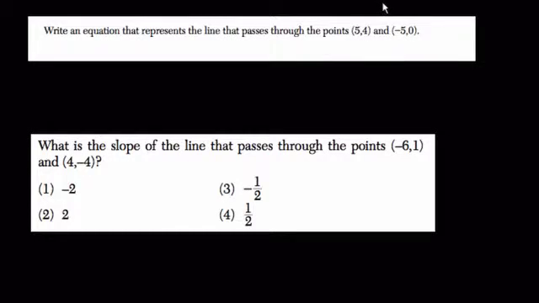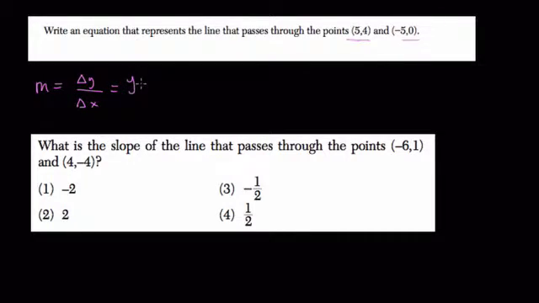It's quite common on the Regents to give you 2 points and ask you for the equation of that line. And really, I think what they're going for here is for you to recognize different forms of the equation of a line. So what I like to do when I'm given 2 points is find the slope. And what I do is, of course, delta y over delta x. That's the definition of slope.